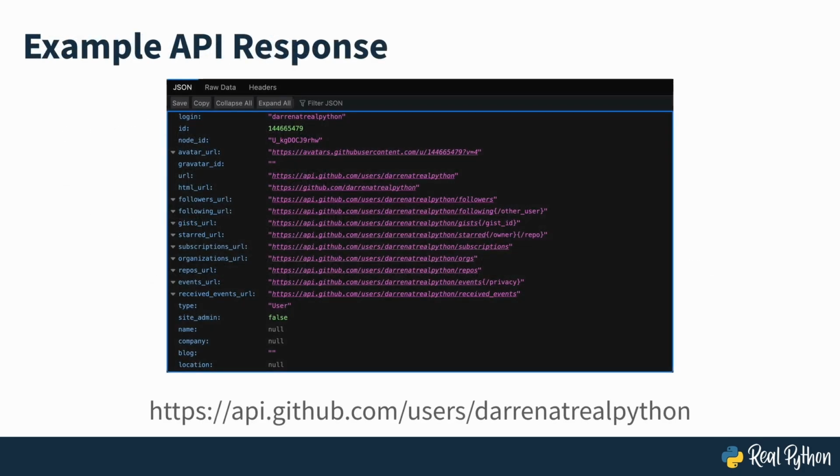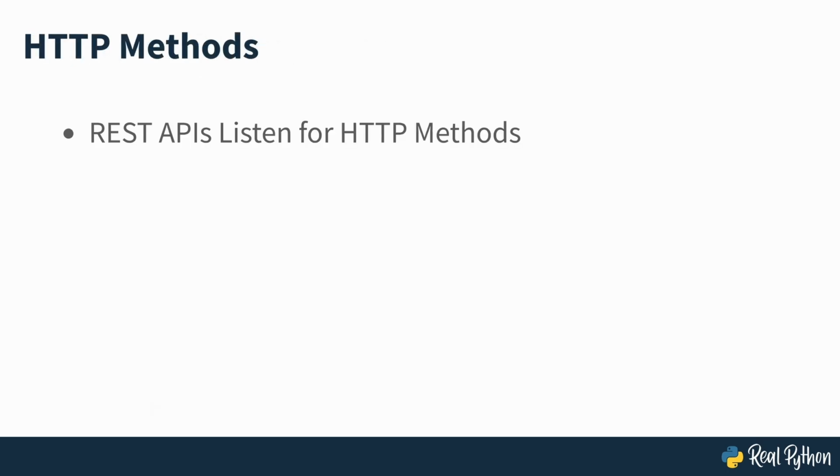You can see a typical response on screen. Its appearance will depend on the browser you're using, and in this case you're seeing Firefox's interpretation of the data that's received. REST APIs listen for HTTP methods like GET, POST, and DELETE to know which operations to perform on the web service's resources. A resource is any data available in the web service that can be accessed and manipulated with HTTP requests to the REST API.